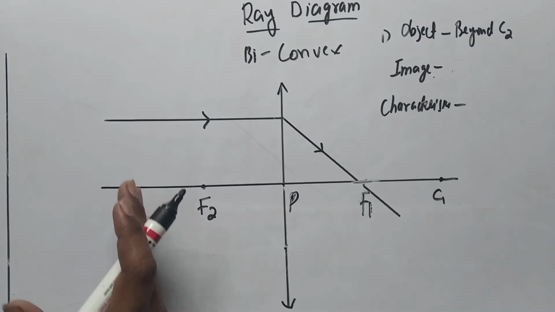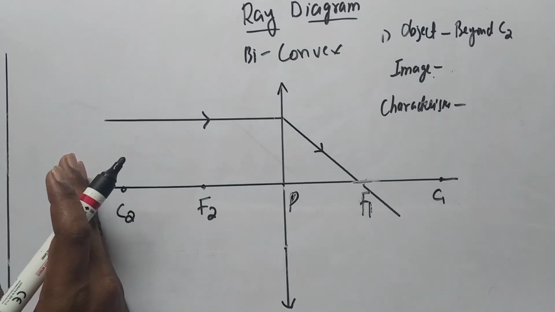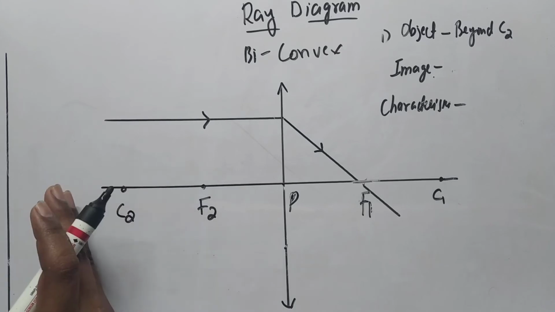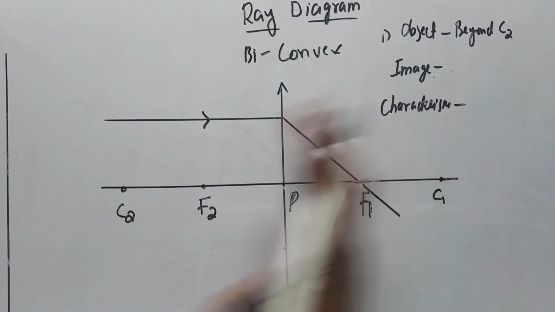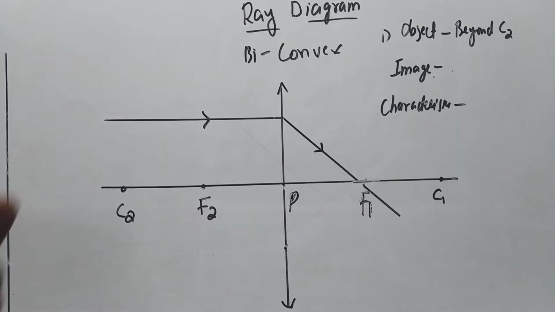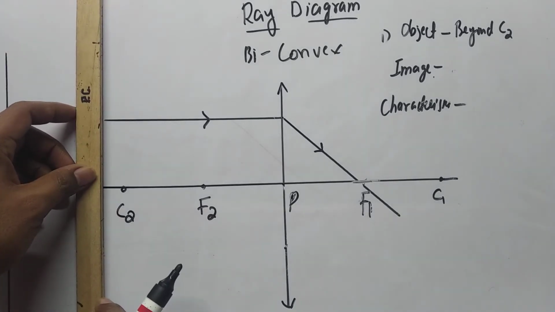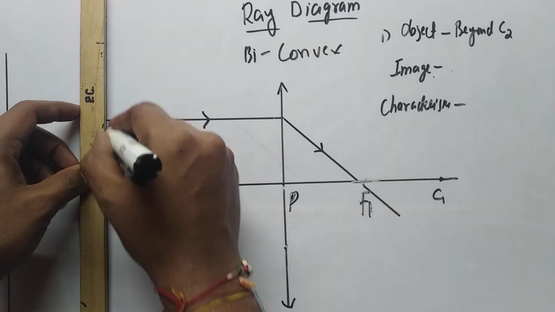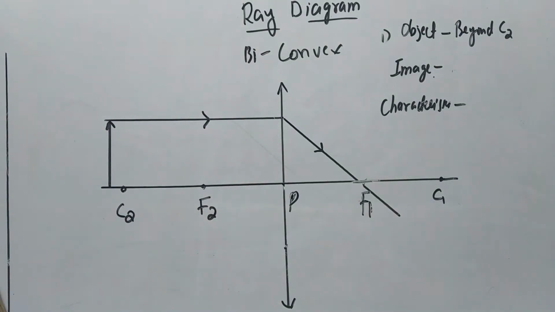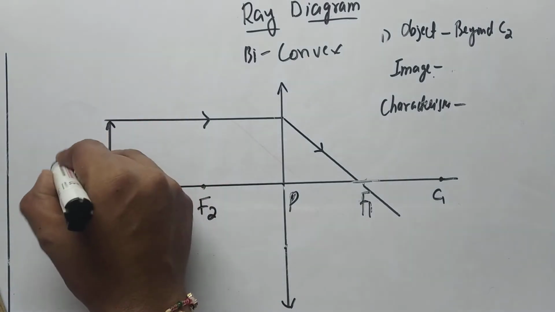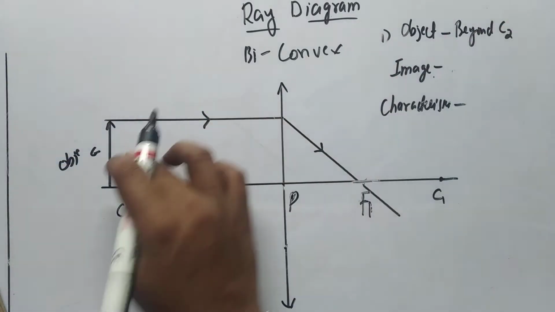If the object is placed beyond the center of curvature, beyond C2, you can also place the object here, but the image will form on the right side. So let me take an object which is placed beyond C2. This is my object. You have to draw a 1 or 2 centimeter arrow mark. This can be represented as an object. So the object position is beyond C2.